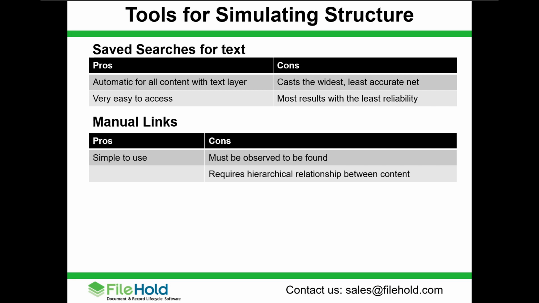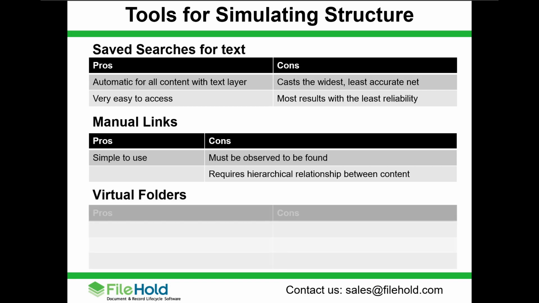It also requires a hierarchical relationship between content. If I link two documents by a metadata value, I'm not saying that one of them takes precedence over the other. But because FileHold is structured, we need to choose a document to be the parent document to the other one. So we're automatically creating that hierarchical relationship between content, and that can be a negative.